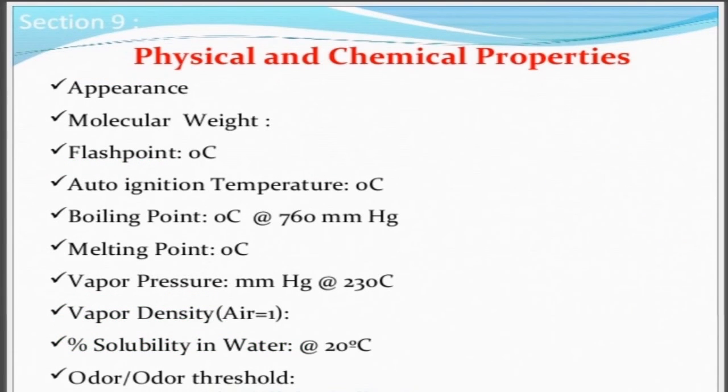The next section gives information on exposure controls and personal protection: control parameters, for example occupational exposure values or biological limit values, etc. Appropriate engineering controls, individual protection measures, personal protective equipment, eye protection, skin protection, respiratory protection, etc. The next section contains physical and chemical properties like appearance, molecular weight, flash point, auto ignition temperature, boiling point, melting point, vapor pressure, vapor density, solubility in water, odor, etc.